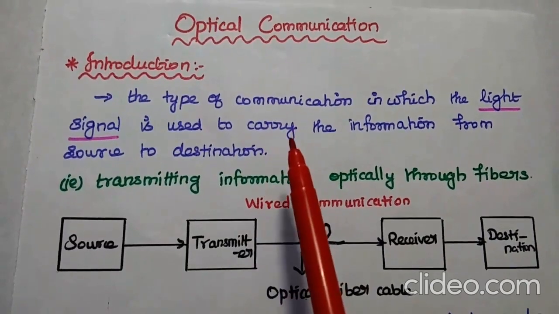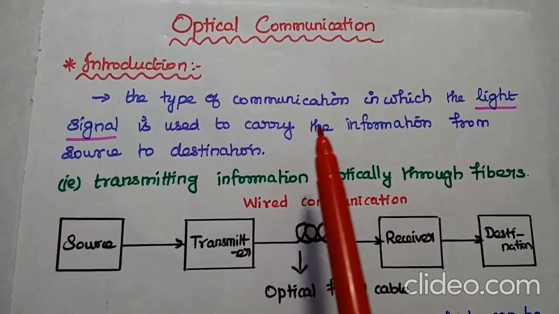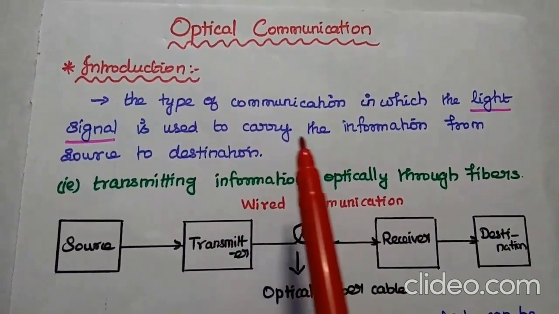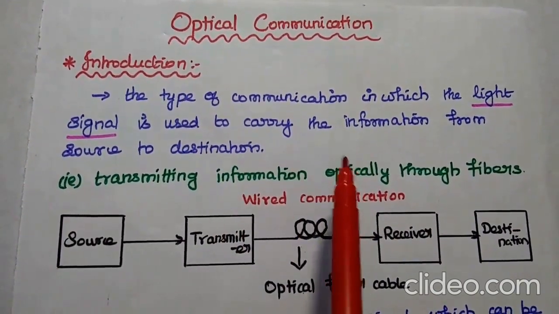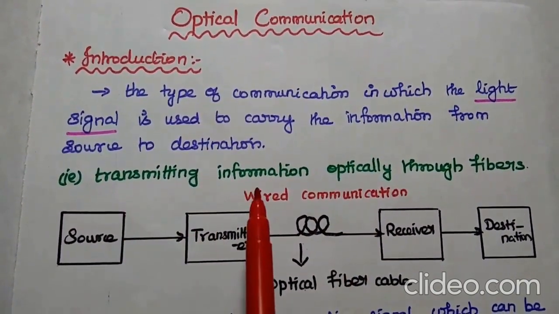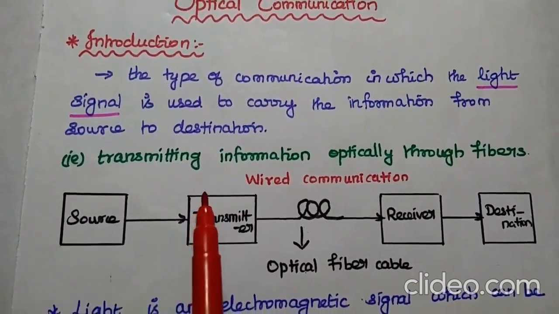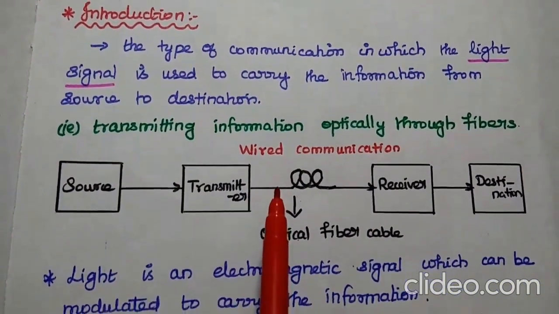Students, today we discuss the optical communication introduction. In optical communication, the light signal is used to carry the information from source to destination. So here the medium is the light signal, which transmits the information optically through fibers. So this is a wired communication.